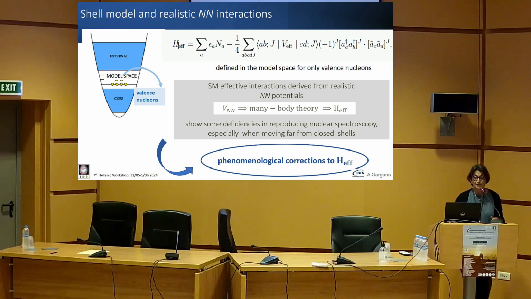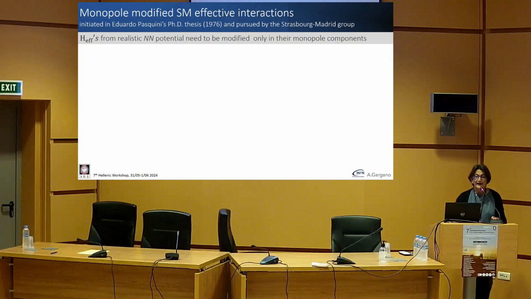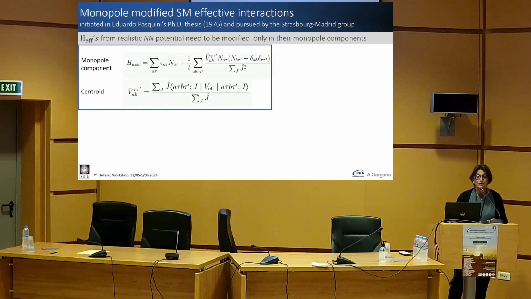The Strasbourg-Madrid group has long worked on this subject, and the relevant point arising from their study is that, as a matter of fact, only a specific component of the Hamiltonian should be modified, namely the monopole component. This work started many years ago with Pasquini and then continued with the Strasbourg-Madrid group. So, starting from a nucleon-nucleon potential and using many-body theory, to obtain results comparable with those obtained with phenomenological interactions, we need to modify the monopole component of the interaction.